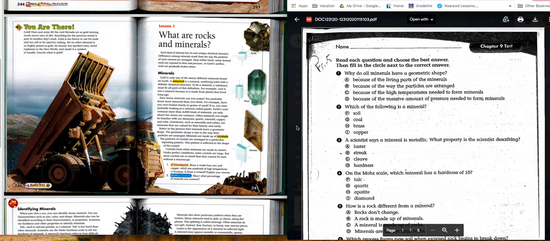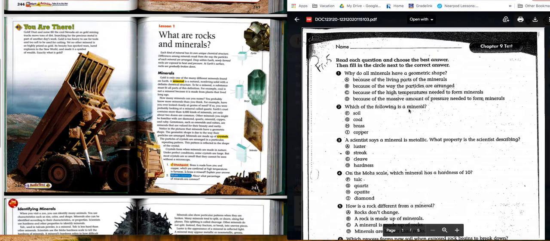I'm going to try to help you out with a few of the questions on this test so that we're on the same page and you can do really well. Okay, number one, it says, why do minerals have a geometric shape? Guys, geometric shape comes from their crystals. So you just want to find the definition of crystals in this page right here, and it'll help you out there to get that answer.